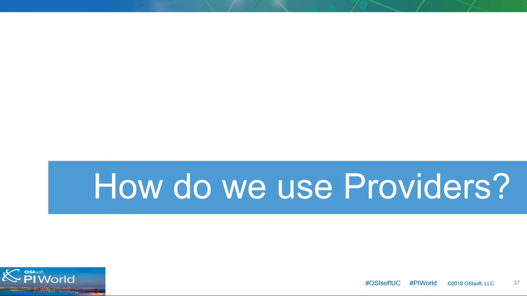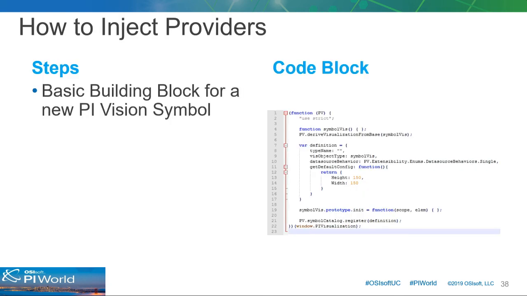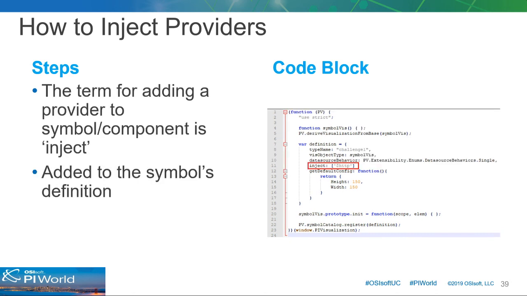So how to use providers in PyVision. You have the same initial code block, the same standard boilerplate code. The only thing you need to add is one small line, which is this inject. It takes an array of Angular providers, or your own custom AngularJS providers if you write them. Here, we're just taking the HTTP AngularJS provider, which allows you to make HTTP calls to other services on the web.